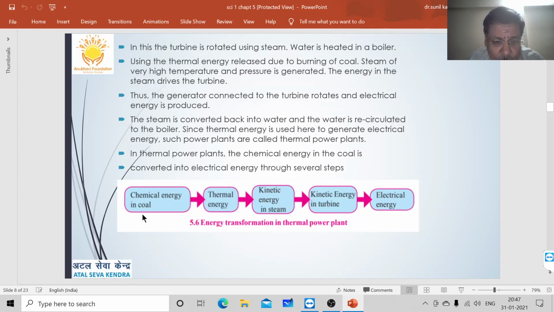So chemical energy in coal is converted to thermal energy, that is heat energy. Heat energy is used to heat the water, which gets converted into kinetic energy in the steam. Kinetic energy then is used to rotate the turbine connected to the generator, and then the generator will produce the electrical energy. This is the concept behind the working of a thermal power station.